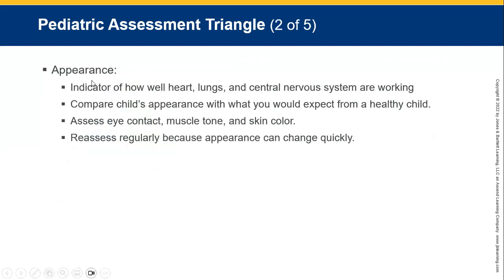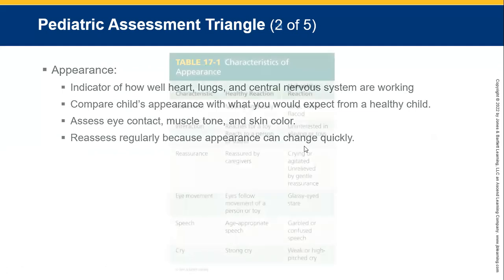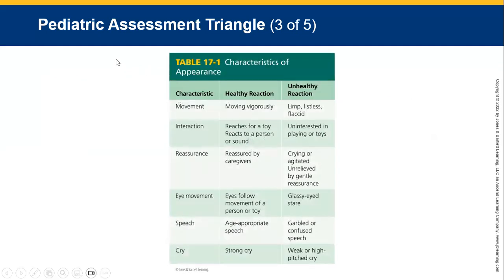Appearance is an indication of how well the cardiovascular system, the lungs, and the central nervous system are working. Compare the child's appearance to what you would expect from a healthy child. Assess the eye contact, muscle tone, and skin color. Reassess regularly because appearance can change very, very quickly. Here is a table of characteristics for appearance.